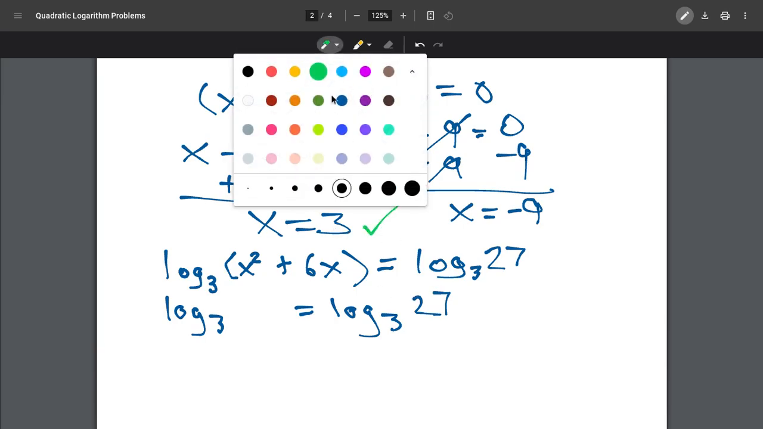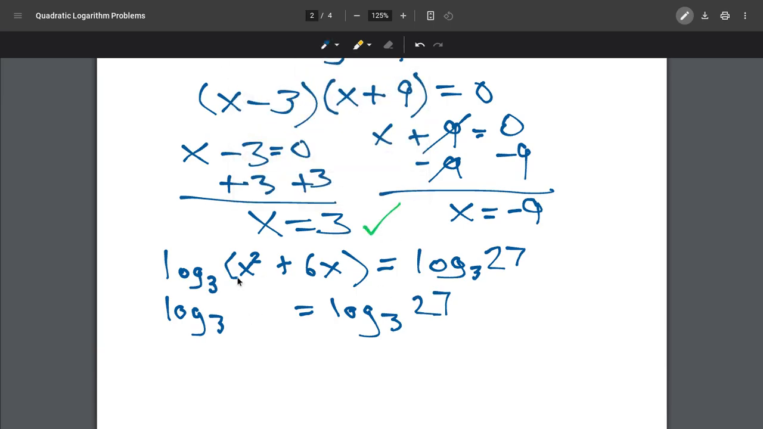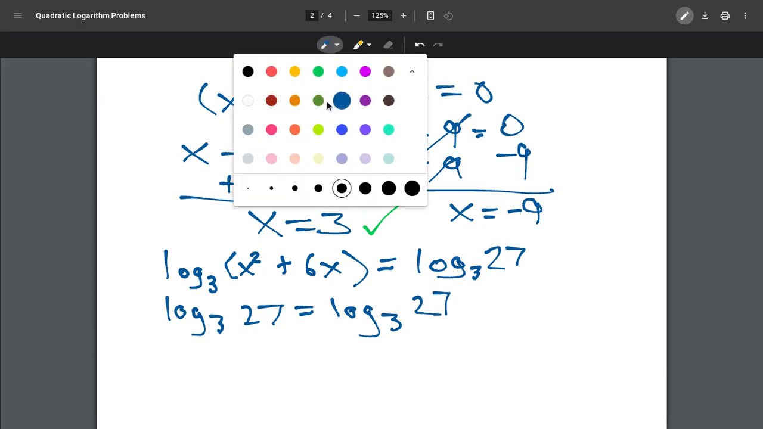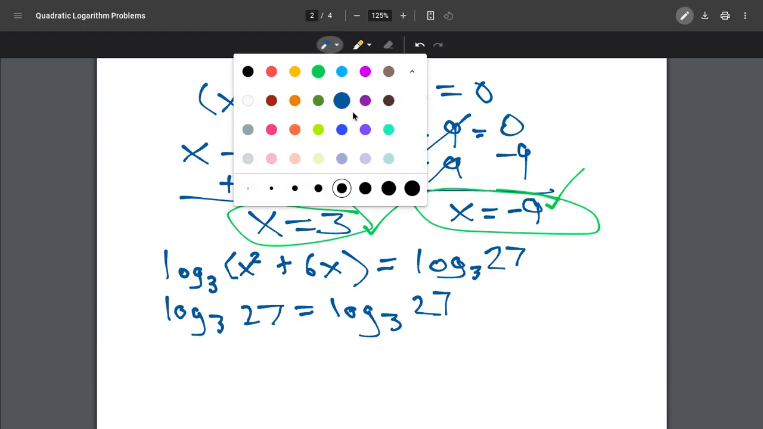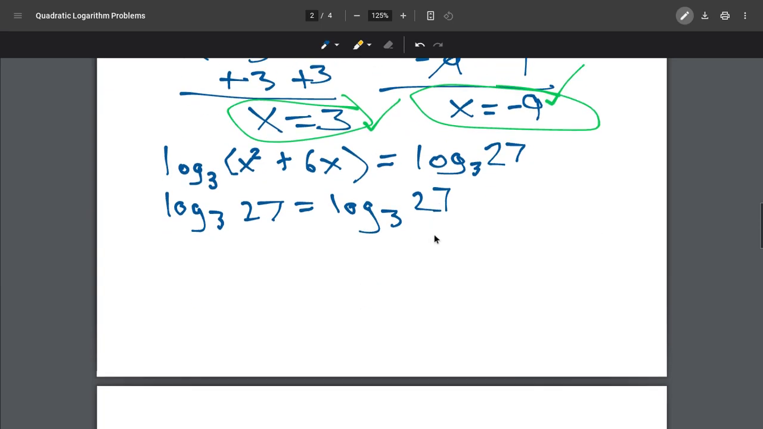Okay, let's check negative 9. So negative 9 squared is 81 plus 6 times negative 9. So 81 plus negative 54 is 27. So negative 9 also is a winner. So two solutions, x equals 3, x equals negative 9. All right, let's keep going.